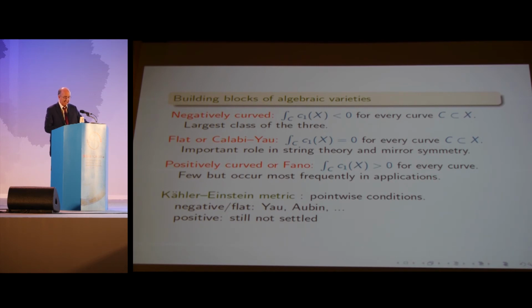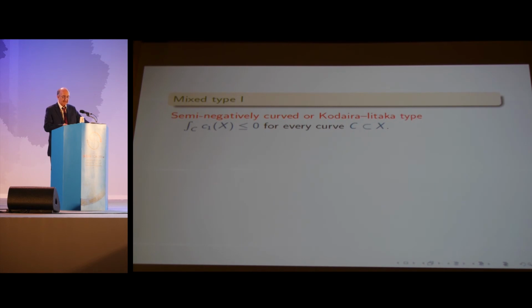Now, it turns out that the first two classes are basic, but the third is not. And this is really one thing that was responsible why the theory did not develop as early as possible, because it just looked very nice that these three are the basic classes, but the third one was not. Now, to understand all algebraic varieties, we have to understand two mixed types. The first one is semi-negatively curved, or the Kodaira-Iitaka type. This sort of mixes the first two classes together. We just assume that the integral of the Chern form on every curve is less than or equal to zero.